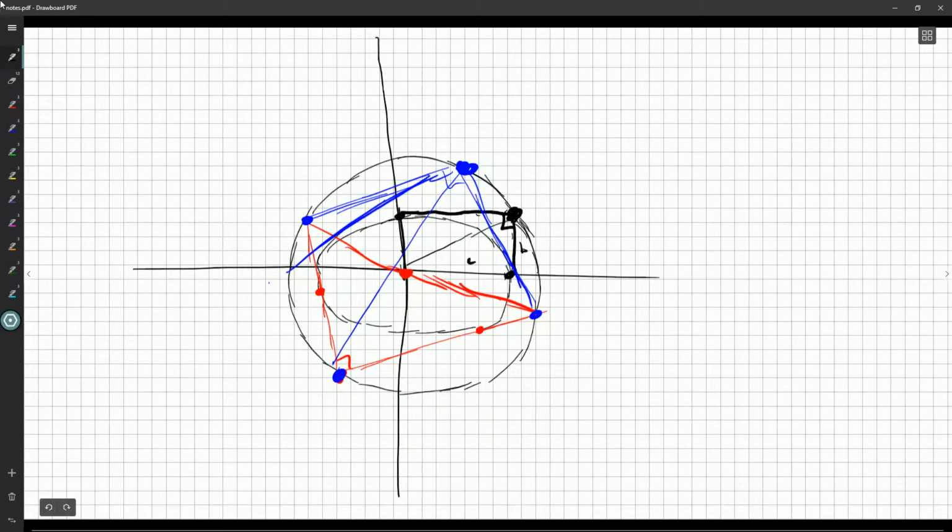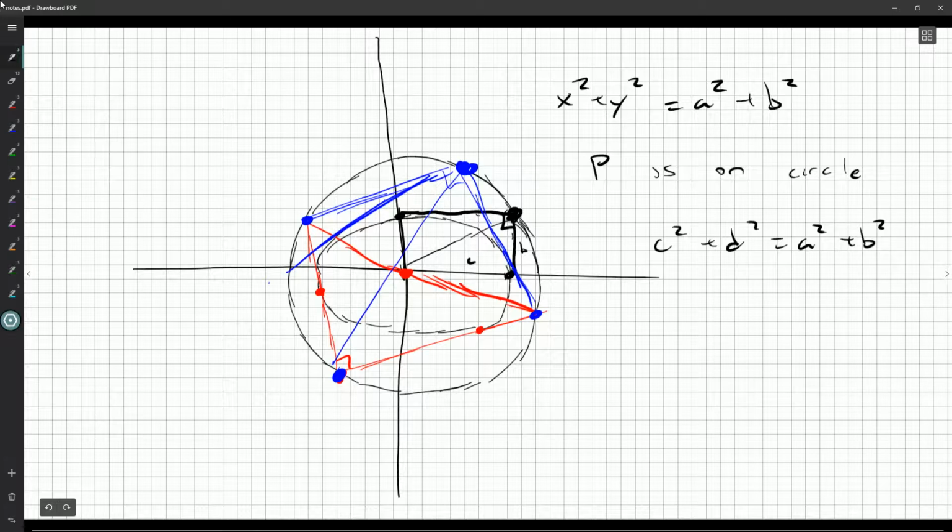But on the other hand, we do have a bunch of equations. Okay, so we've got x squared plus y squared is a squared plus b squared, and we know CD is on the circle, so this gives us some information. C squared plus d squared is a squared plus b squared. And we know the ellipse's equation. So what we could do is maybe say, all right, here's CD. Can we understand what tangent lines need to look like?